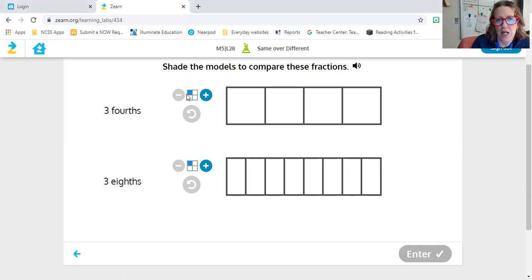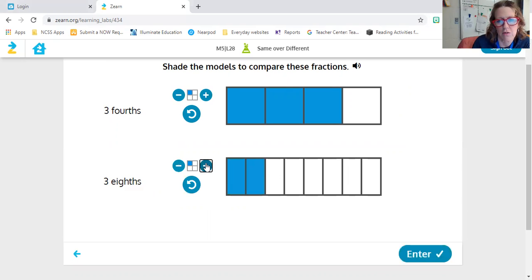Okay. So let's shade these models to compare these fractions. 3/4. So let's shade 3/4. 1, 2, 3, and it's 4 in the whole thing. So let's shade 3/8. Let's count 1, 2, 3, 4, 5, 6, 7, 8. We're going to shade 1, 2, 3. Okay.